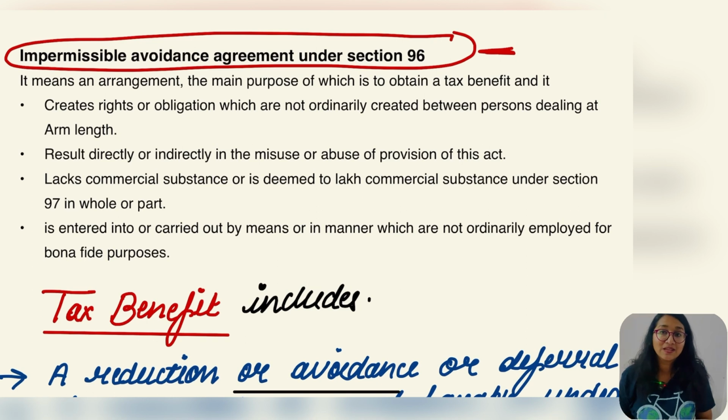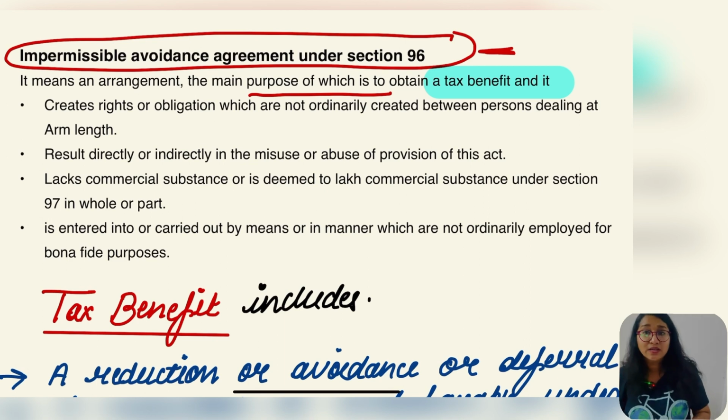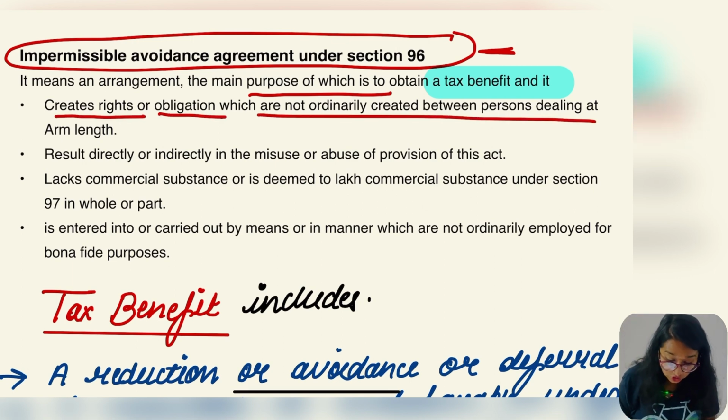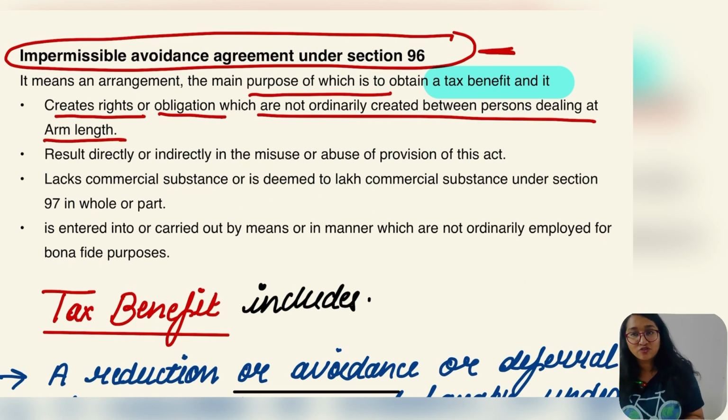Impermissible avoidance agreement under section 96. We have to understand this because this is one of the conditions written in GAAR. It means an arrangement the main purpose of which is to obtain a tax benefit. The main purpose of an impermissible avoidance agreement is to take the tax benefit, which creates rights or obligations which are not ordinarily created between persons dealing at arm's length. Actually, what happens is the assessee takes the benefit of tax by using loopholes. By using loopholes of tax provisions, the assessee would like to take the advantage of tax.